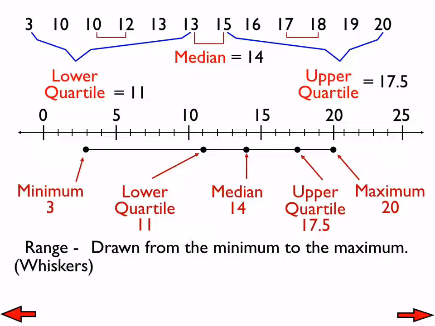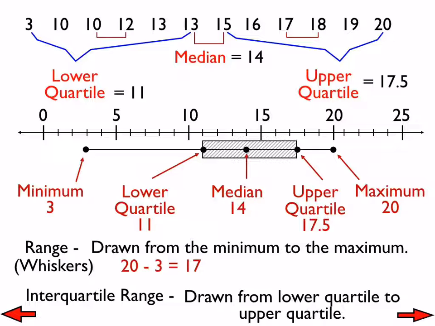And of course the range is 20 minus 3, which is 17. And then if you were asked for the interquartile range, it would be the distance from there to there, which would be 17.5 minus 11, which is 6.5, if you were asked for that. And then that's what our box and whisker plot should look like.